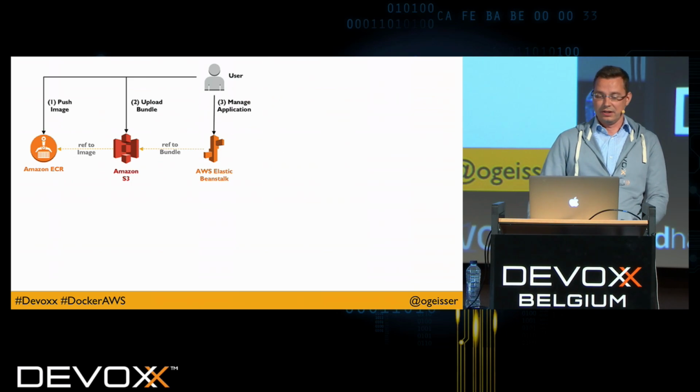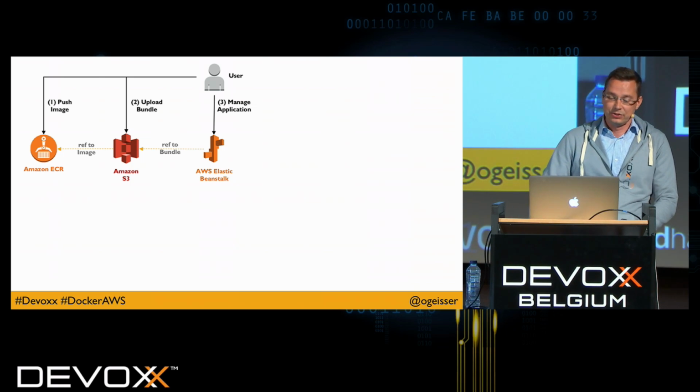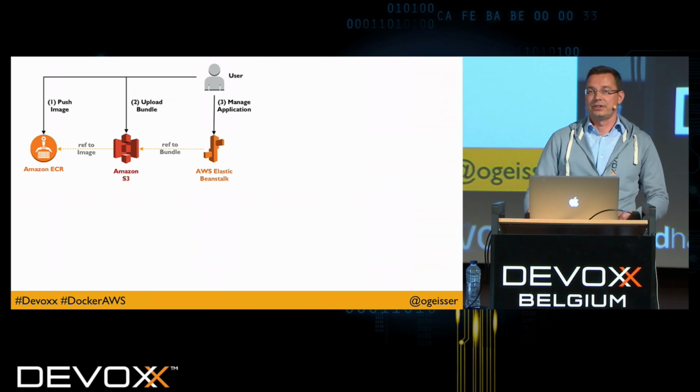So, explained with graphics, this is again: first step, push the image. Second step, upload your bundle. Third step, manage, create, start the application.